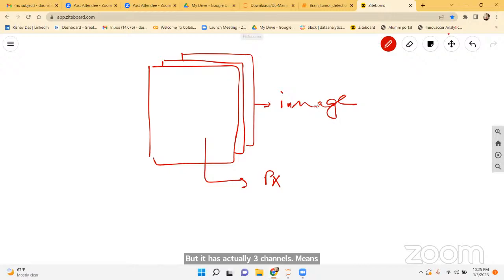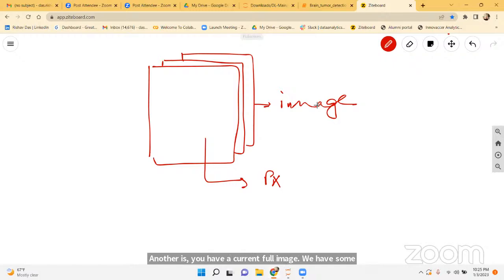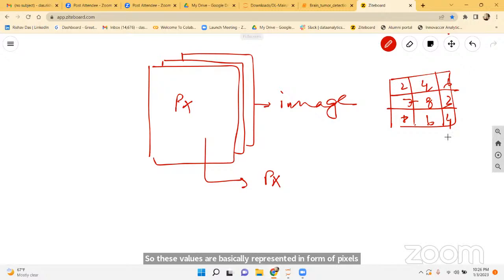There are two types of images. One is the black and white image, which doesn't have any channels. The other is the colorful image, which has a set of channels. What do we mean by channel? A channel is an array, like the matrices you might have learned in your school days. There are certain values here, such as 2, 4, 6, 7, 8, 2, 8, 6, 4. These values are represented in the form of pixels. I have written only a few values just to represent an array or a matrix. Like this, you have all the pixel values.